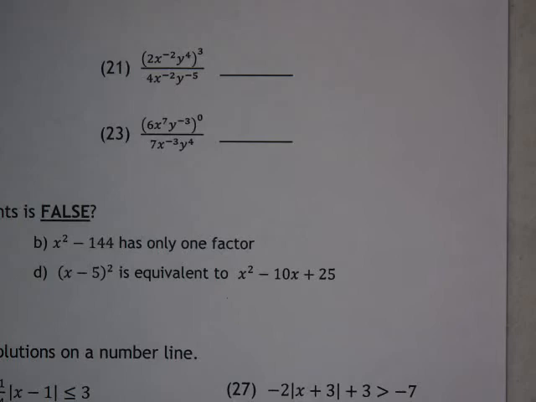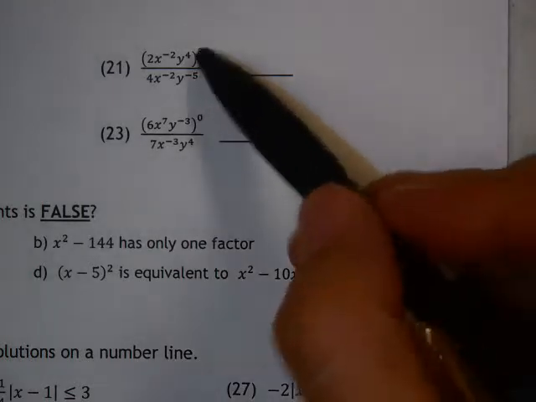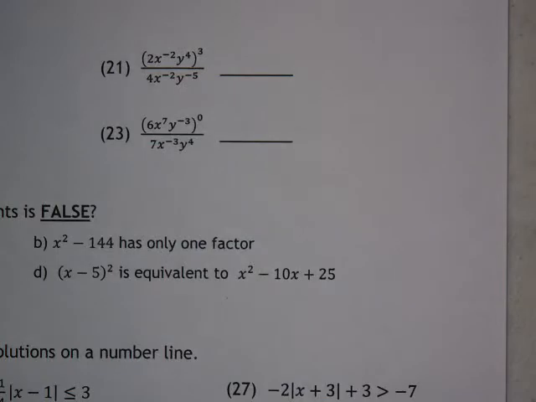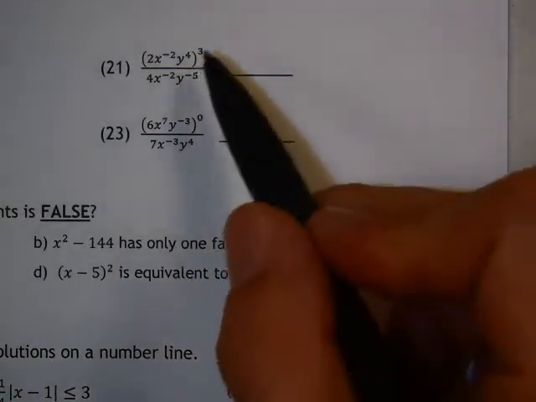Worksheet 29.3, I'm on the review page. This will be your homework. 21 and 23, I'm going to look at both of these because of the fractions. We have all these exponents, negative exponents. So we're going to look at how to simplify all this.